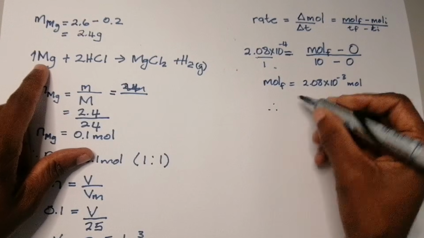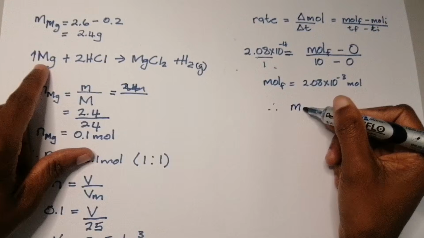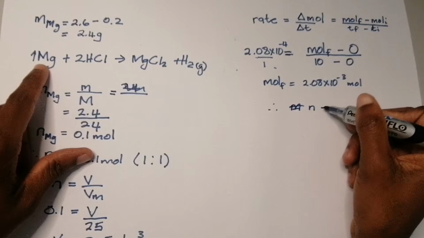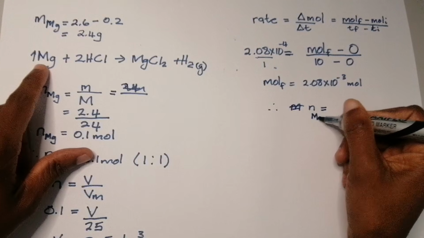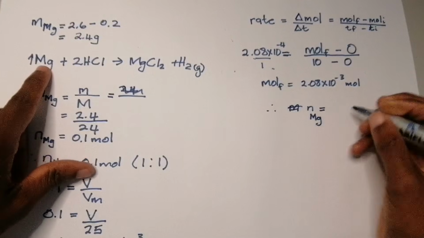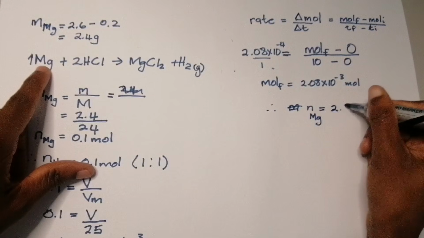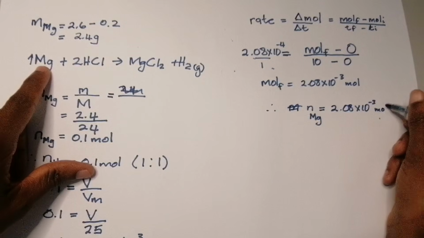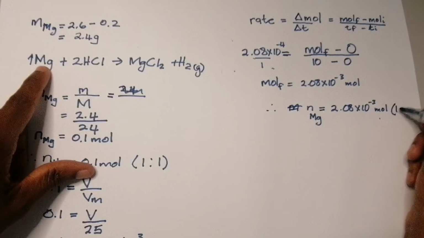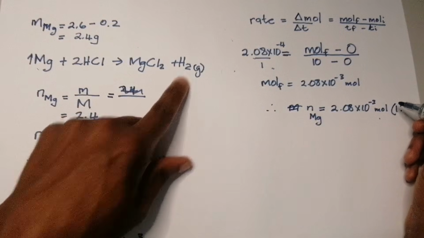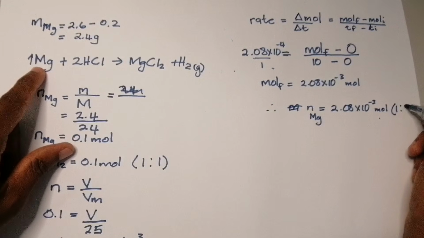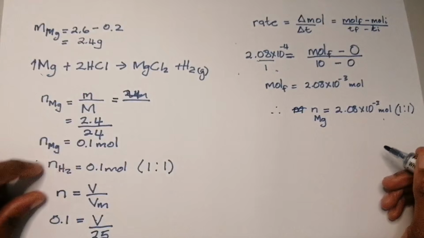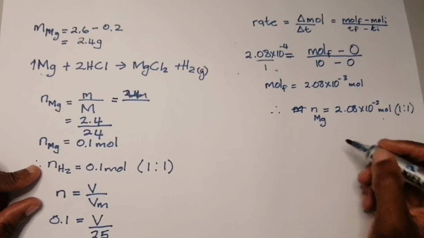So therefore, the number of moles, let me rather use n. Therefore, the number of moles of magnesium that I used is also going to be 2.08 times 10 minus 3 moles. But why is that? Because for every 1 mole of hydrogen that I produce, I also use 1 mole of magnesium. So for every 1 there is 1. Now please stay with me.